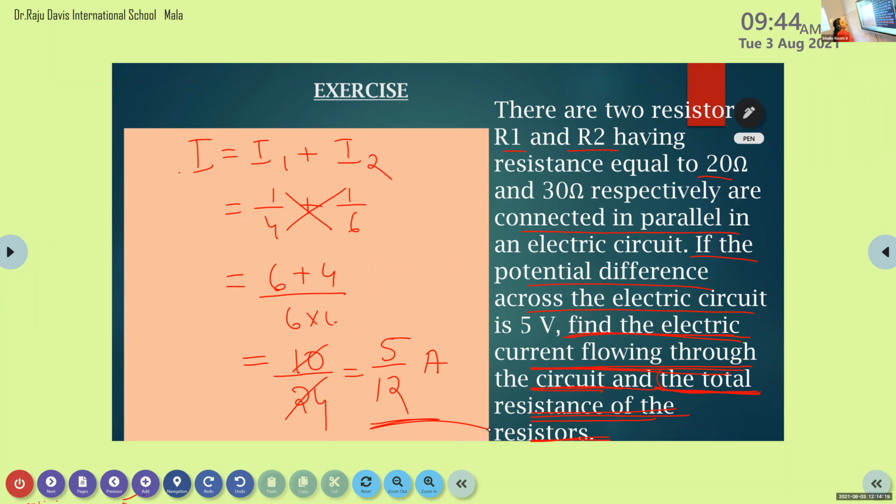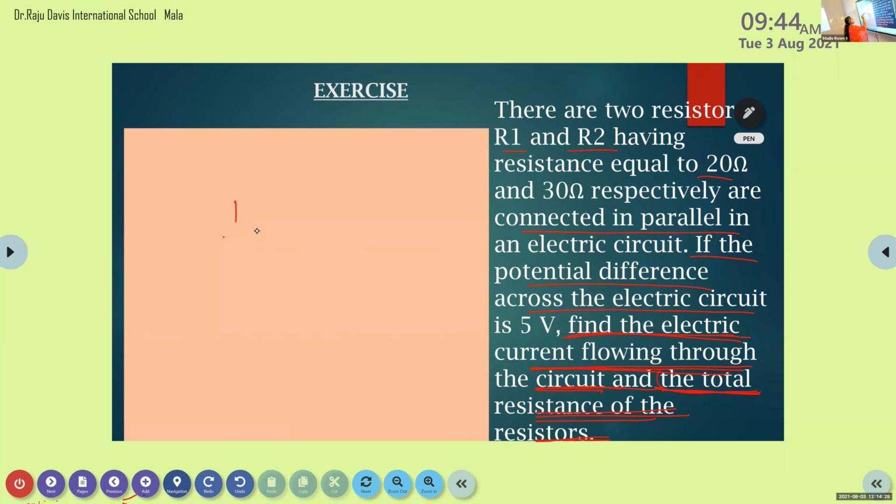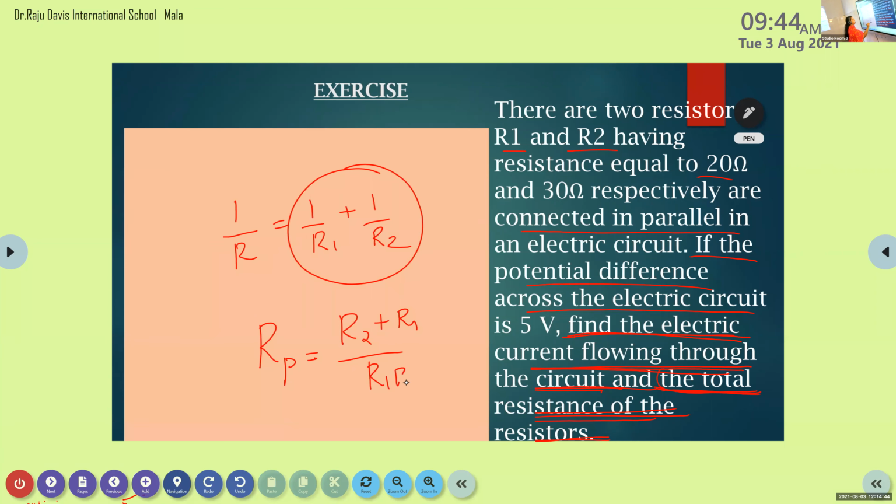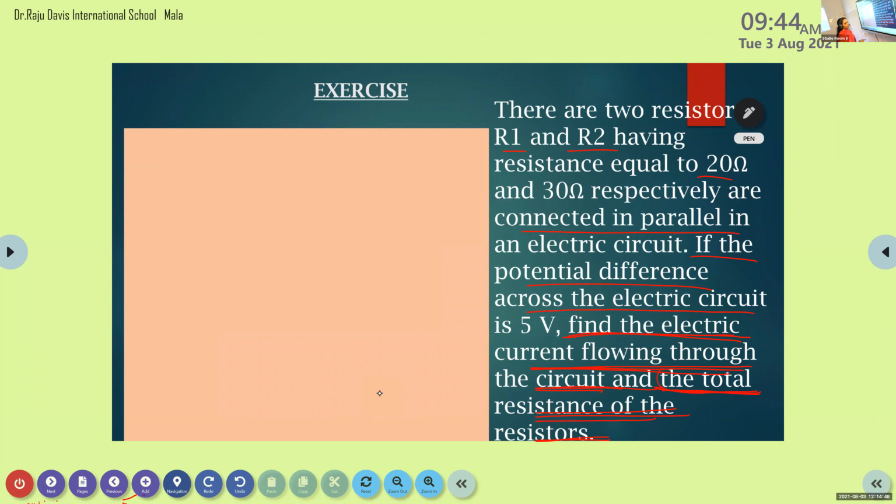So here we have two resistors R1 and R2 connected in parallel. The equation for the total resistance in a parallel combination is 1 by R equals 1 by R1 plus 1 by R2. Taking the reciprocal, Rp is equal to R1 R2 divided by R1 plus R2. That is the equation for the parallel combination of resistors.